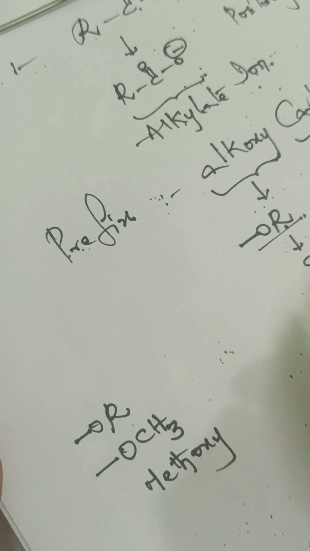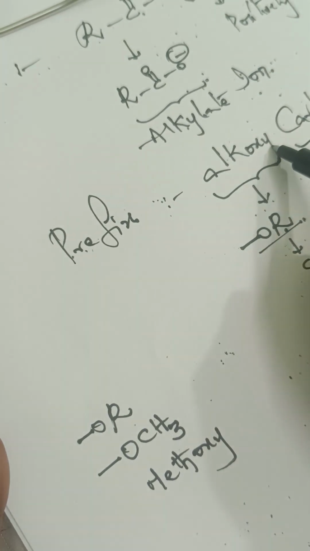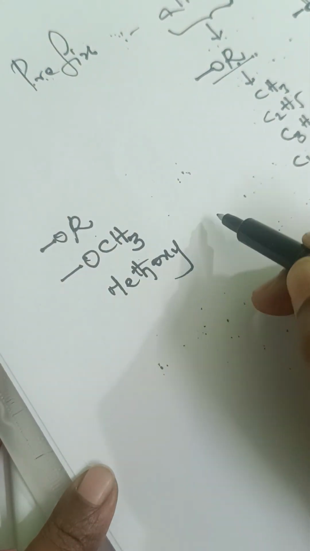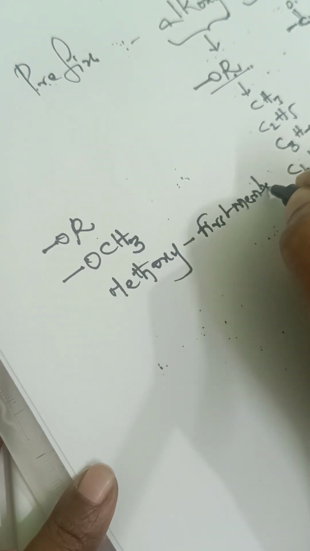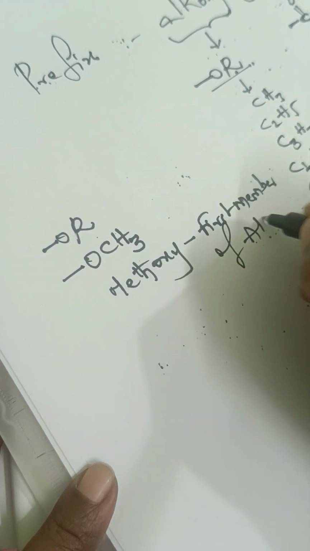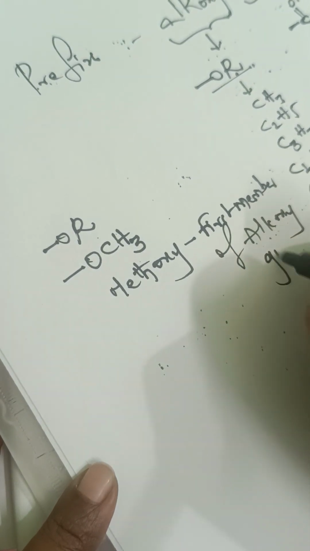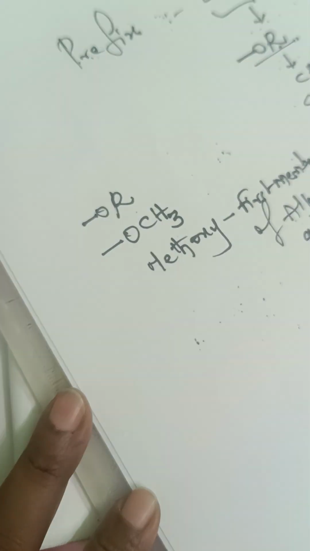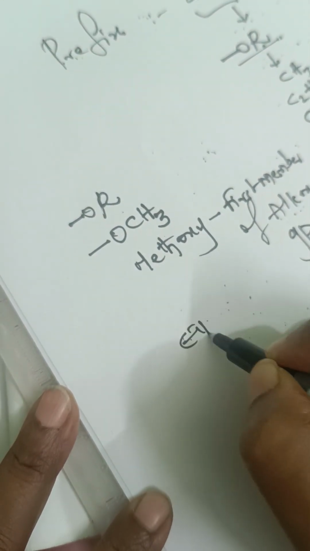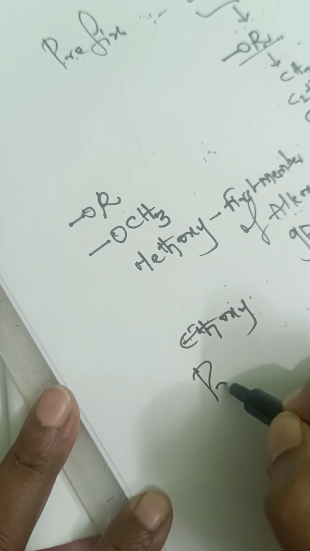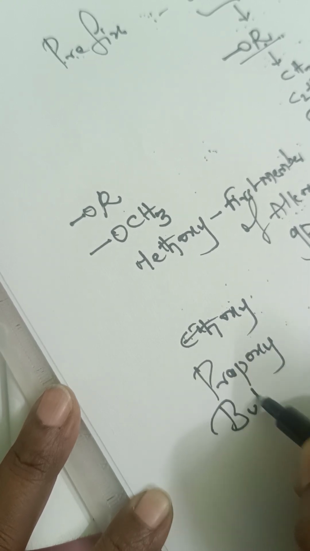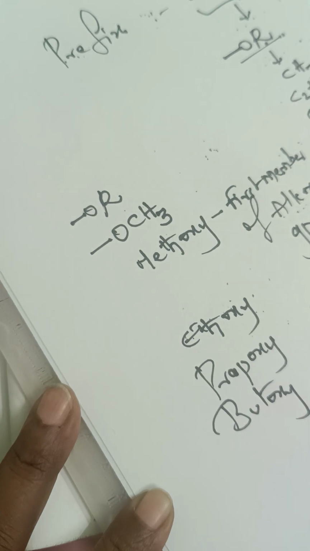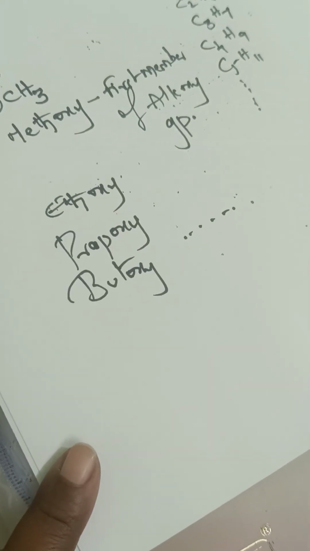See here, alkoxy is already given. Under alkoxy, this is the first member of the alkoxy group. Now you can guess the second member: ethoxy, propoxy, butoxy, pentoxy, and so on.